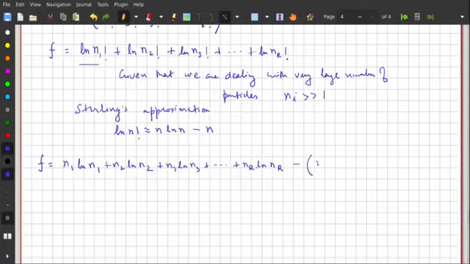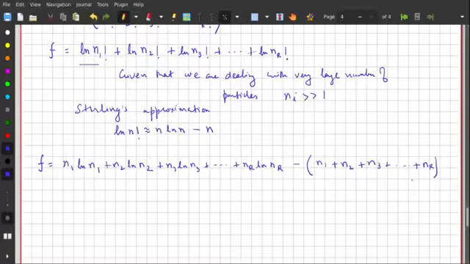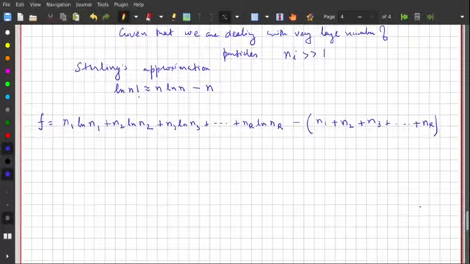minus n1 plus n2 plus n3 plus dot dot dot nr. So that's our function which we want to minimize subject to the constraints of fixed number of particles n and a fixed total energy E.